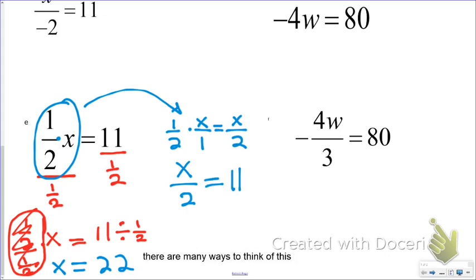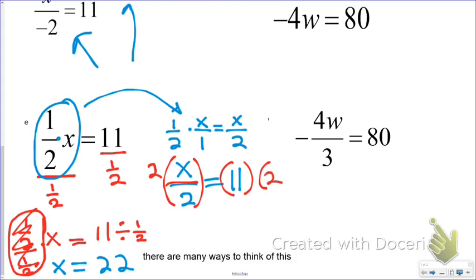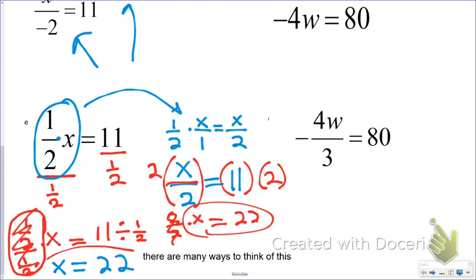And this looks a lot like the example we just did, not this one, but the one just above that, where this is just division. And what do I do with division? I multiply. So I can multiply both sides by 2. And so I have basically 2 over 2 times x is equal to 22, and those just go to 1. And notice how I'm getting the same answer here. So these are 2 different ways to think of it. All right, last one.